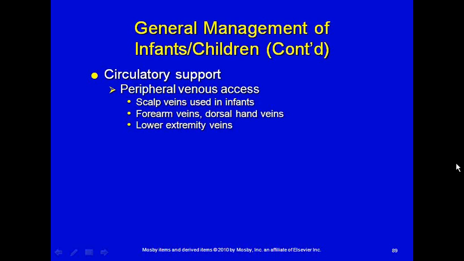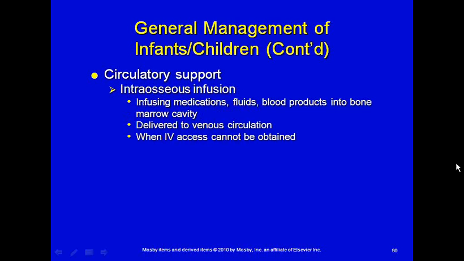Gain vascular access. Scalp veins can be used, forearm veins, dorsal hand, just like in adults. Lower extremity veins have kind of lost favor. They're certainly out there, but with the advent of IO, there's really no reason to access a saphenous vein in the leg.